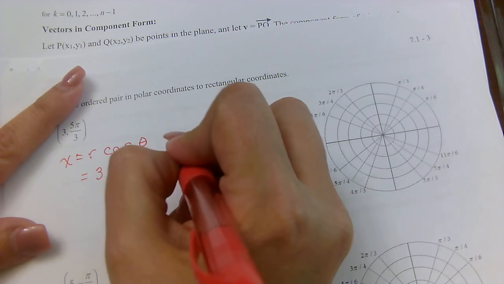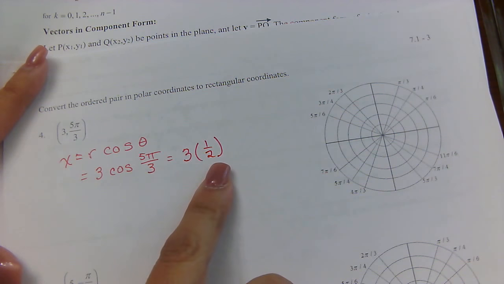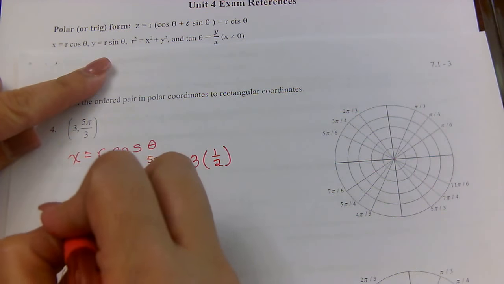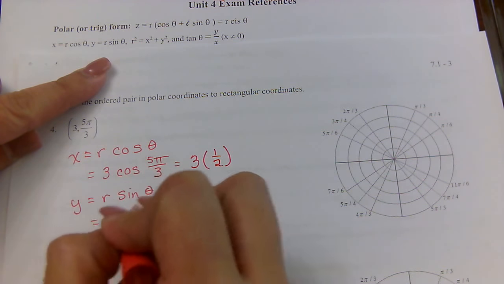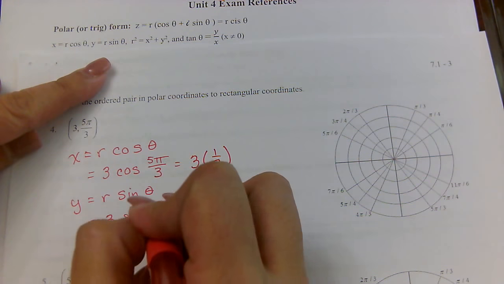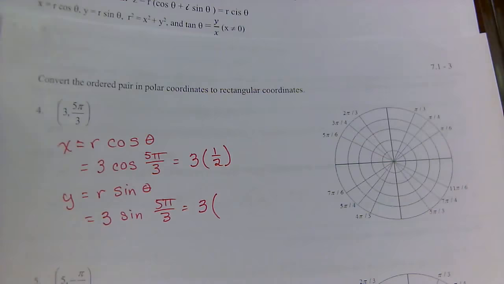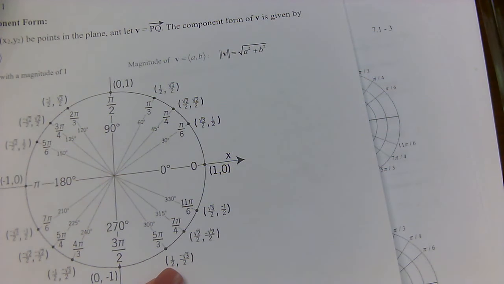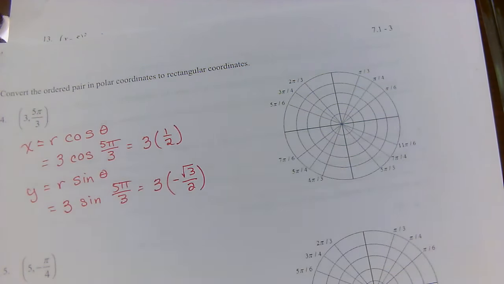So here I can say 3 times 1/2. So our x value will be 3/2. Our y value is going to be y equals r sine theta, or in other words, 3 sine 5 pi over 3, which is 3 times negative square root of 3 over 2.